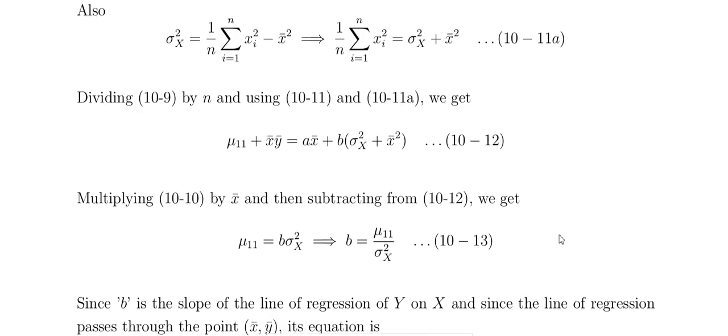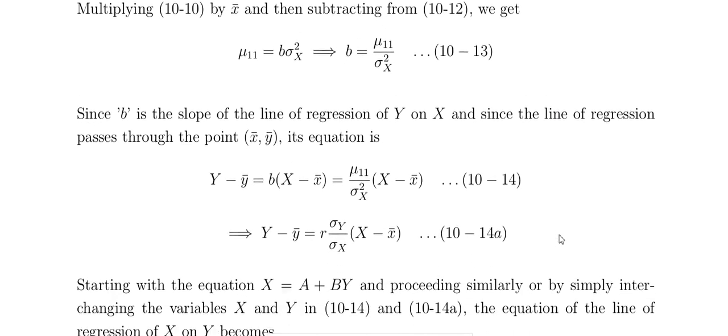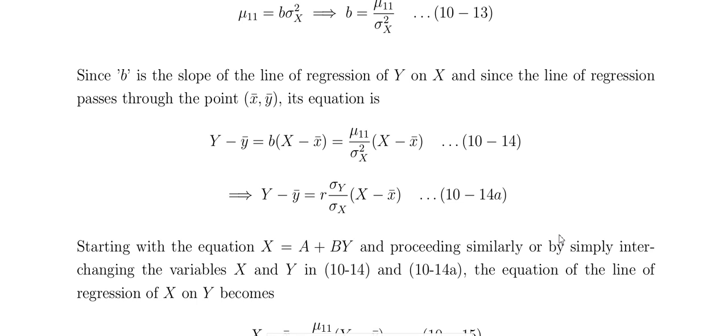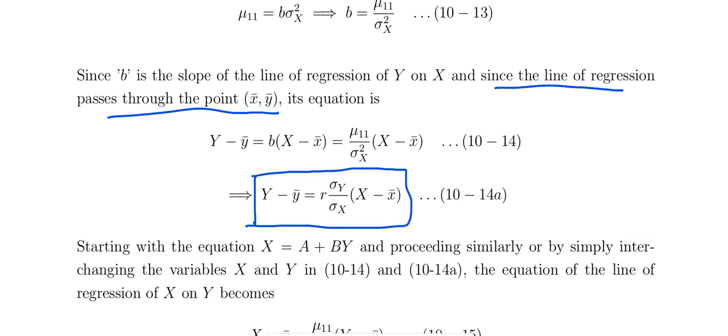The regression equation also passes through (x bar, y bar). The lines of regression pass through the point x bar comma y bar. So this is the regression equation of y on x: y minus y bar equals r into sigma y by sigma x into x minus x bar.